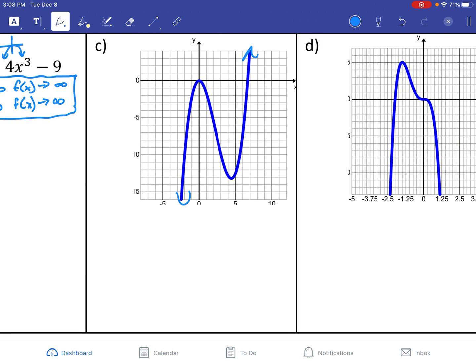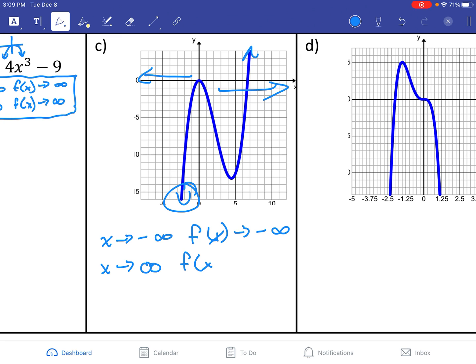So again, the same thing happens. As the graph goes to the left, as x is approaching negative infinity, what is the graph doing? The graph is going down. f of x is approaching negative infinity. All right. As the graph goes to the right, as x approaches positive infinity, what is f of x doing? It is going up towards positive infinity. That is it.